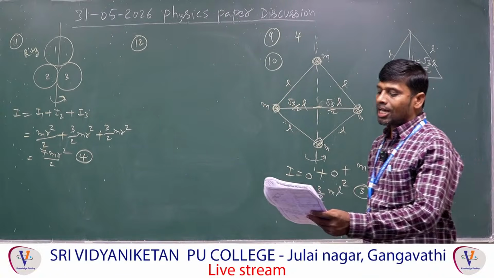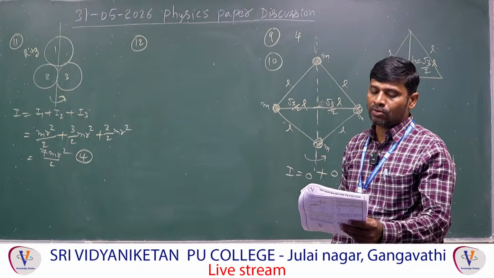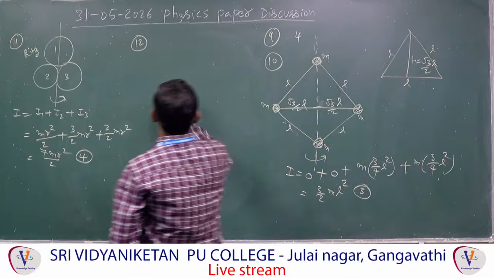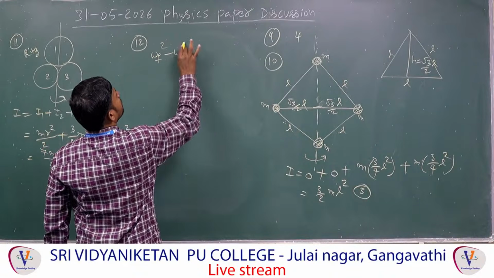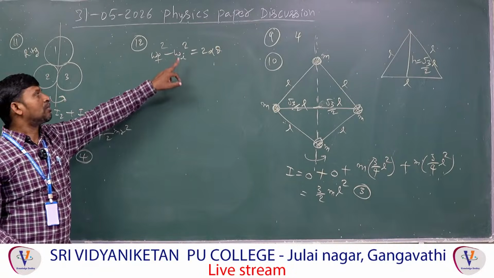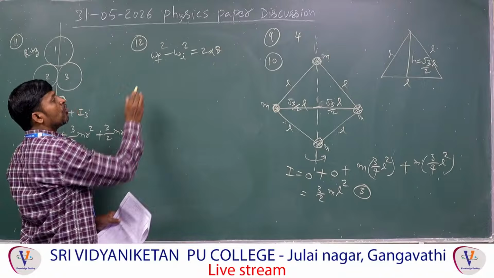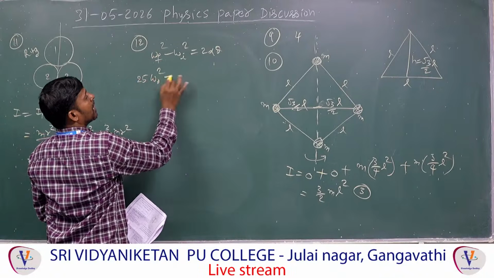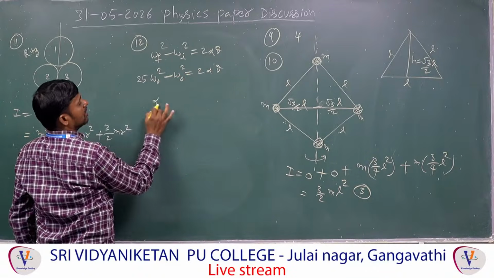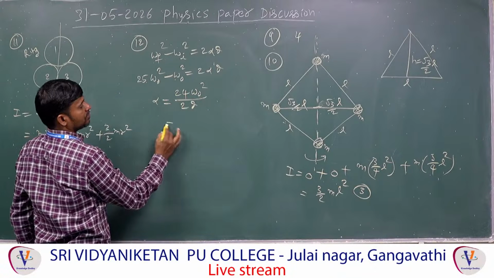A wheel with an initial angular velocity omega naught attains the final angular velocity 5 omega naught when rotated by an angle of 6 radians. What is the angular acceleration? V square minus u square is equal to 2as. In rotatory motion, omega f square minus omega i square is equal to 2 alpha theta. What is the final value? 5 omega naught whole square, 25 omega naught square. What is the initial value? Omega naught square. 2 alpha theta. Therefore, alpha is equal to 24 omega naught square by 2 theta.